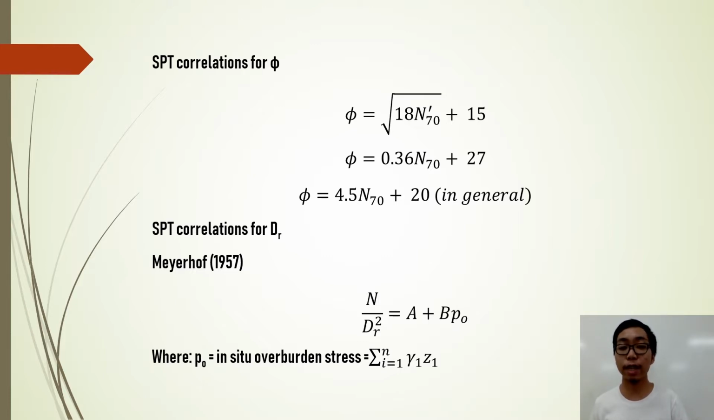According to Meyerhof, 1957, his formula is N over Dr squared is equal to A plus B multiplied by PO, where PO is the in situ overburden stress and it is equal to the summation of unit weight times Z. Therefore, the unit weight could also be correlated to N, the number of blows. A and B are site-dependent variables, whereas Dr is relative density.